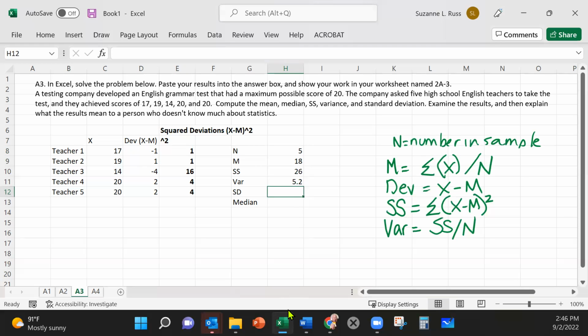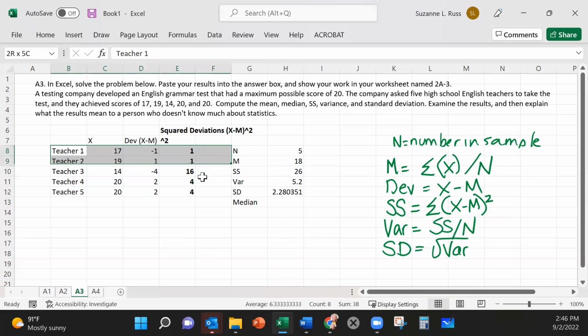Our standard deviation equals the square root of the variance. And so let's go ahead and take the square root, SQRT, of the variance. Enter it, and we find that our standard deviation is 2.280351.